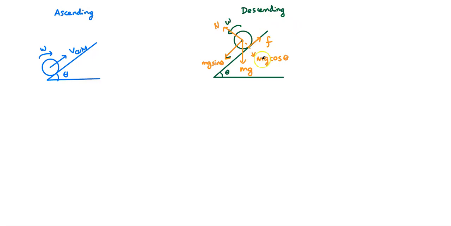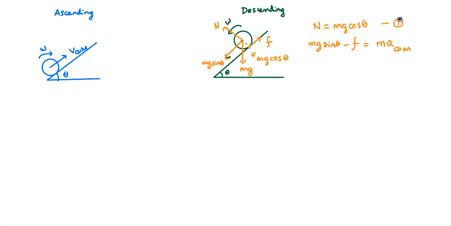So in this dimension, the acceleration of the center of mass is 0, which means the net force must be 0, which means N must be exactly balanced by mg cos theta. And in this direction, just intuitively speaking, the center of mass is going to accelerate in this direction, which means mg sin theta minus f must equal m times the acceleration of the center of mass.